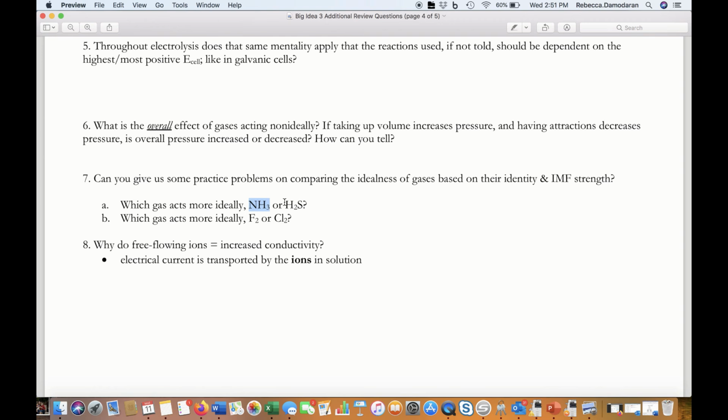Okay? Why do free-flowing ions mean increased conductivity? So when we talked about ionic compounds, we said that they can only conduct electricity when they are liquid or aqueous, and that's because their ions are free to move. That's because electrical current is actually transported through these ions.